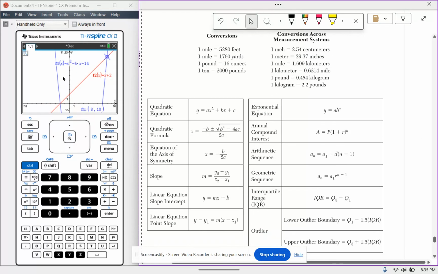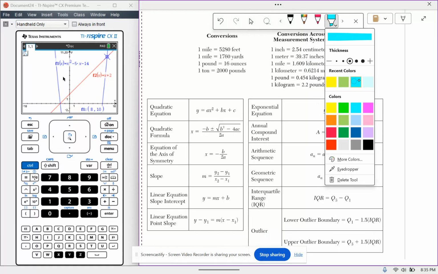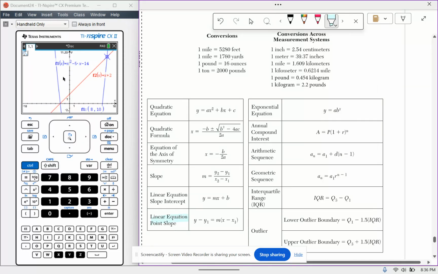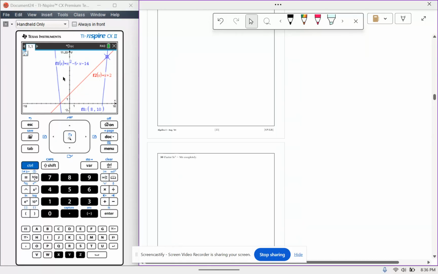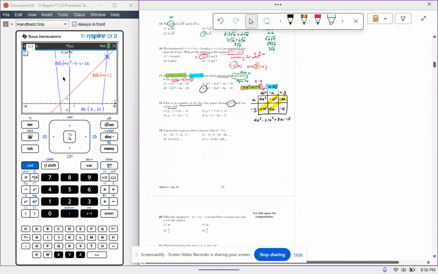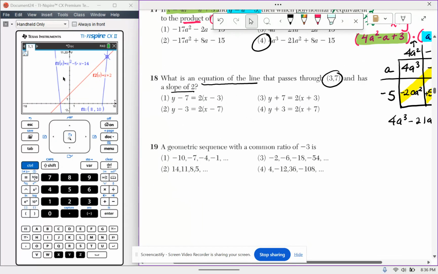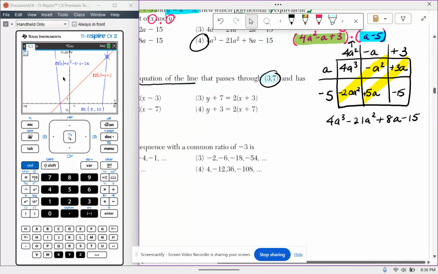And we're looking for the equation of a line where we have the slope and 1 point. So let's use linear equation, point, slope. So we're going to copy this onto our page. We always start with the formula and then fill it in. We have a point, we have a slope. We're going to use point slope form of a line.